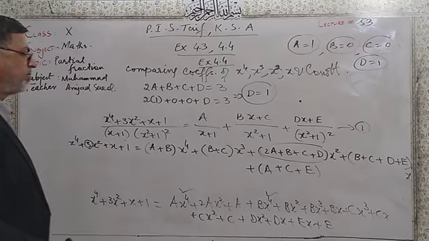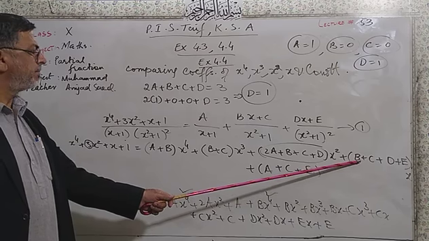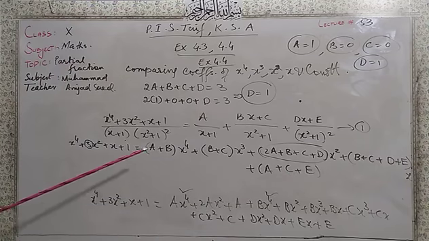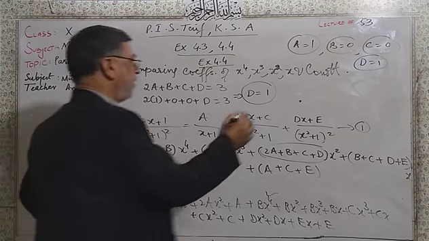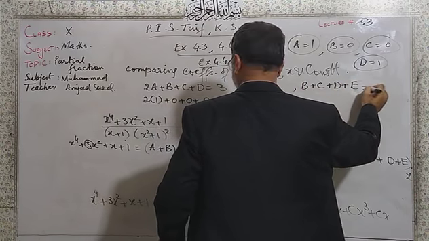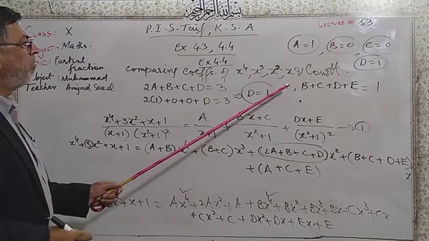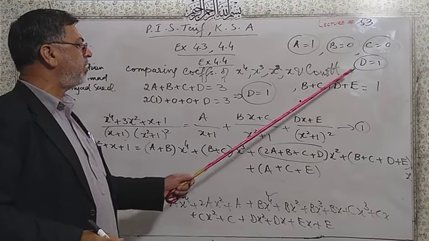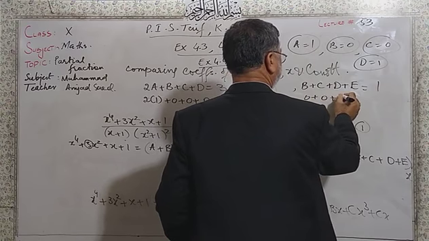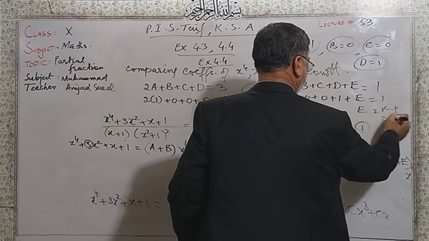After that, we will take coefficient of x. What is the coefficient of x? b plus c plus d plus e, and here is 1. b plus c plus d plus e is equal to 1. What about value of b? 0, c 0, d 1. 0 plus 0 plus 1 plus e is equal to 1. So e is equal to 1 minus 1, that is 0. e is equal to 0.